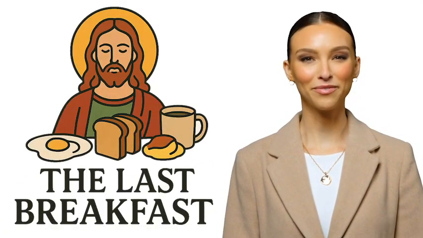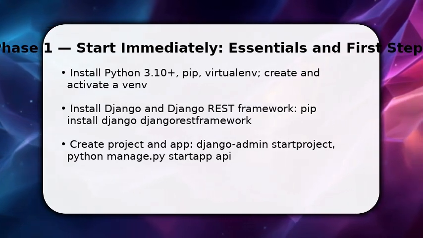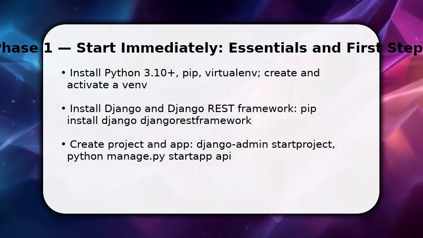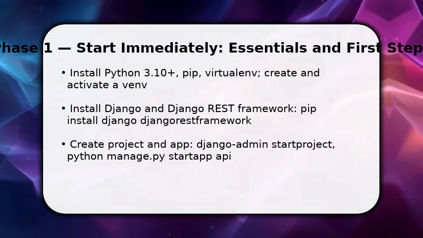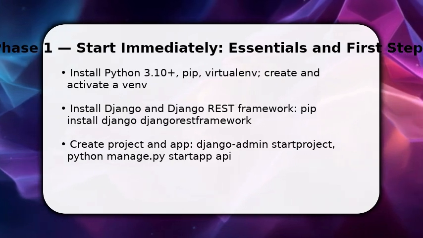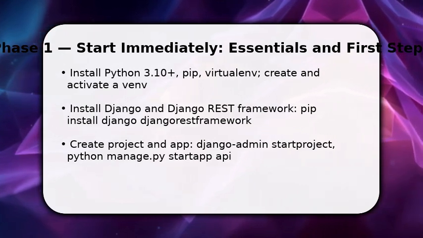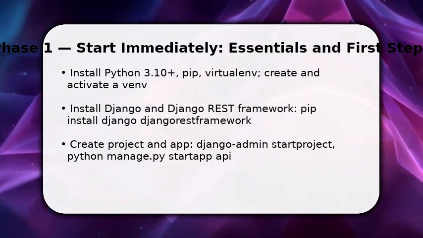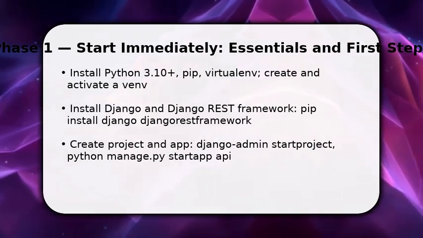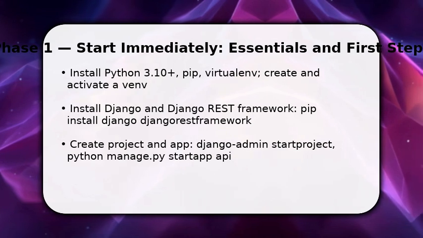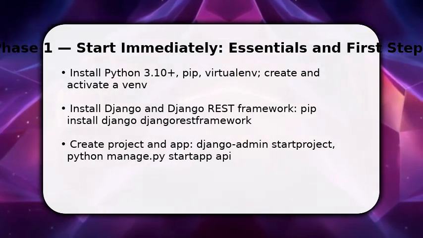Please enjoy the video. You start by preparing a minimal environment. Make sure Python 3.10 or newer is active and a virtual environment is used. Once done, pip install Django and Django REST framework because the REST toolkit streamlines serializers and views. Create your project and an app, then add the app and REST framework to installed apps. You'll also initialize a simple model to expose. This first batch gets the scaffolding in place, so you can focus on API design instead of setup details.